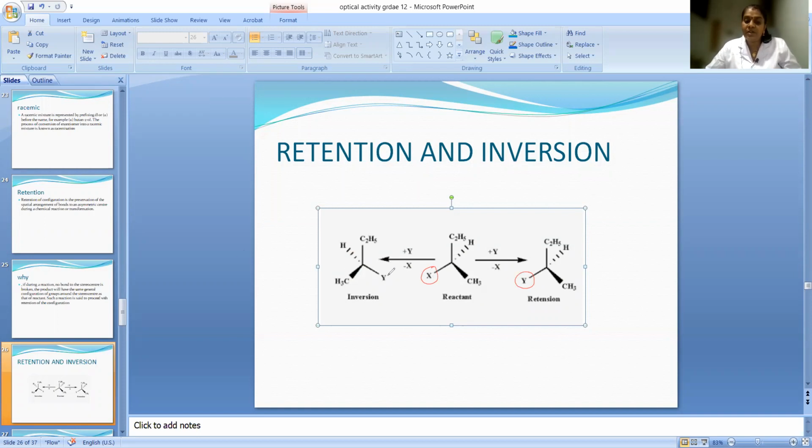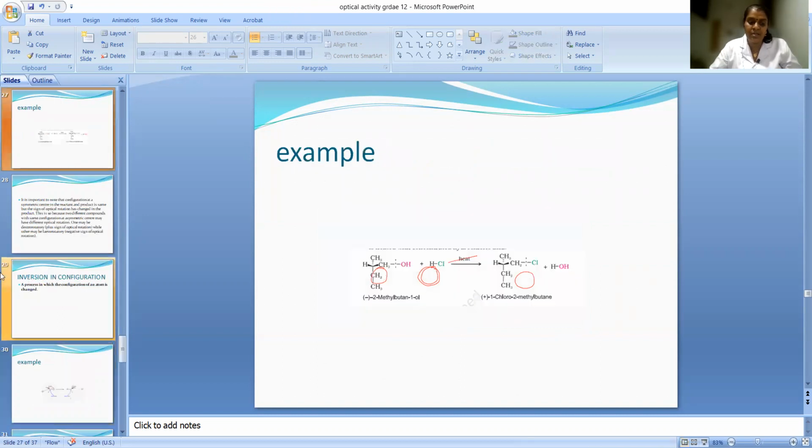But here you see what happened. Y is not added in the same direction. It is added at the place opposite to the direction of X. This is X, right? So Y is added on the opposite side. That is called an inversion of configuration. If it is on the same side, that is called a retention of configuration. If it is on the opposite side, then it is called an inversion of configuration.